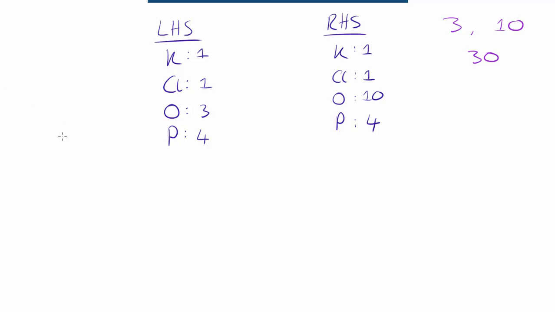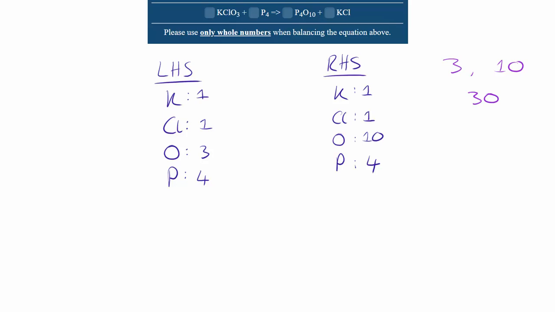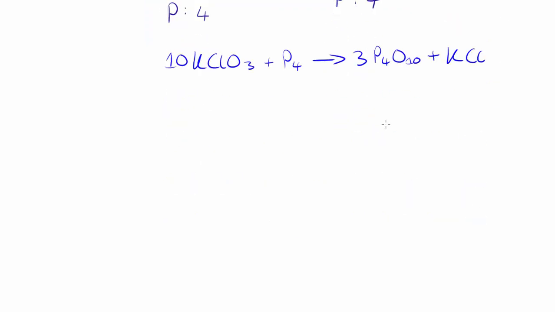So this is what we're going to see. When I do that, let's look at what the new equation is going to be. That's therefore going to be 10 KClO₃ plus P4, and that goes to produce, and here we're going to put the 3, so 3 P₄O₁₀ plus KCl, right? So let's audit this now and see where that has arrived us.